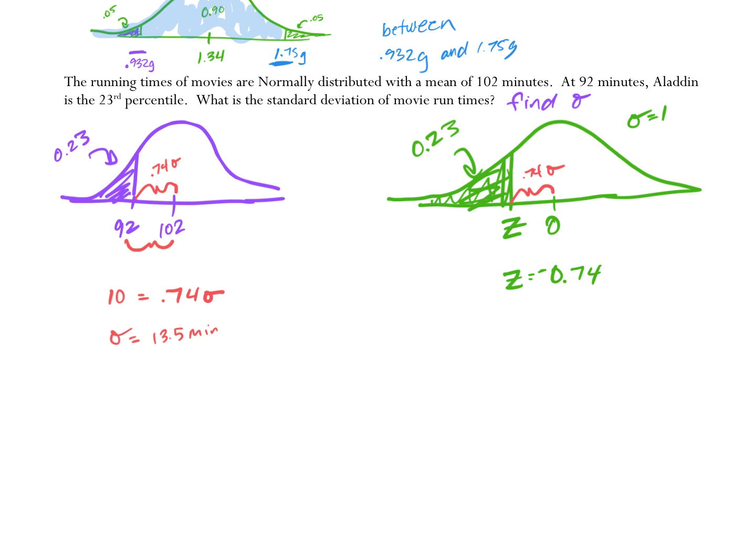Now, if you want to use the z-score formula, we could say negative 0.74 equals, if you're more formula-based, the z-score is equal to 92 minus 102 over the standard deviation. When you solve this, you're going to end up with the statement 10 equals 0.74 sigma. So if it's easier for you to think through, I know my z-score formula and go from there, that's fine.